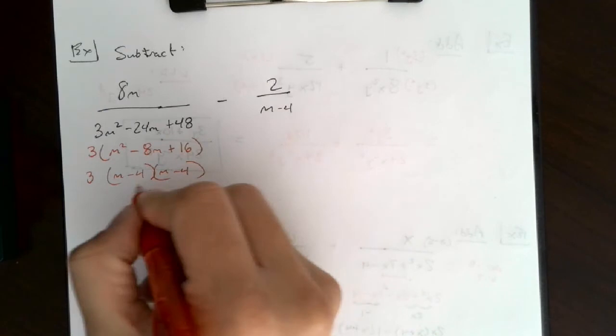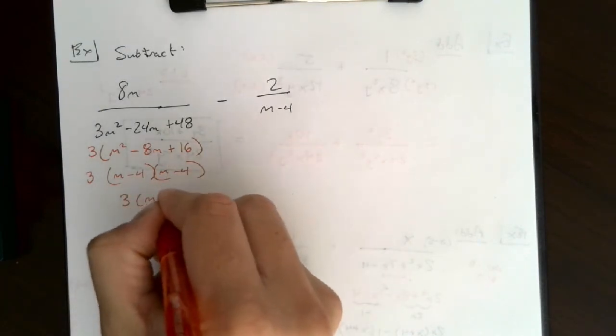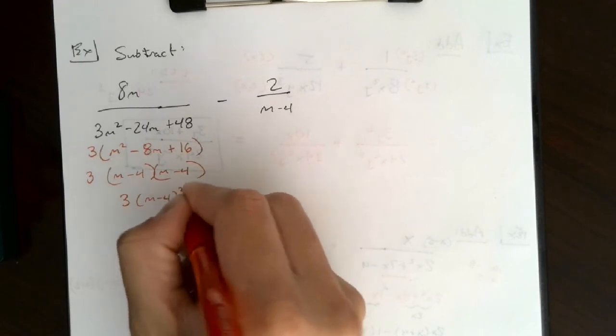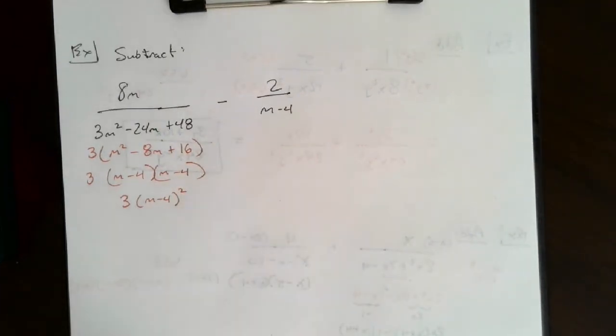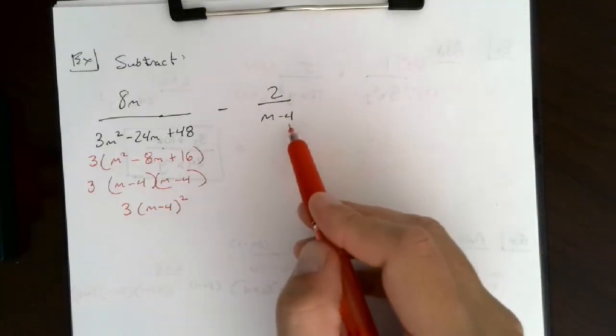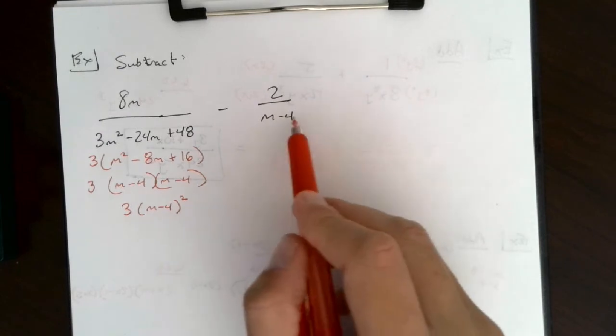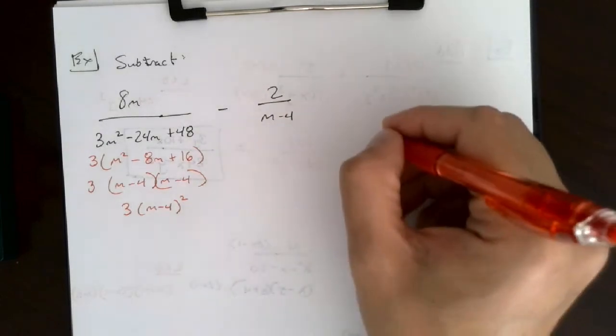And then remember, you want to write this. If you see a factor that repeats, you want to write it as that factor to the power. So that's 3 times m minus 4 squared. And this is going to be important. You want to write it like this. We'll talk about why in a minute. For the second fraction, m minus 4 is its own factor. It doesn't factor any further. There's nothing else you can do with it. So now we're ready to look for the LCD.